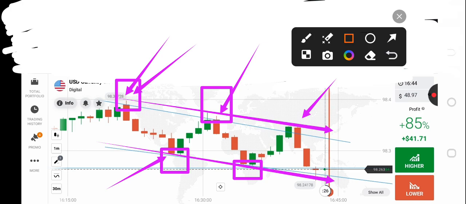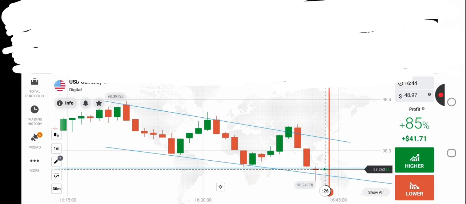So your next entry point, your first entry point if you want to go with sellers, will be this particular level here. That's your next entry point. But you don't just enter like that. You enter when you see a reversal candlestick pattern, those candlestick patterns that I showed you.